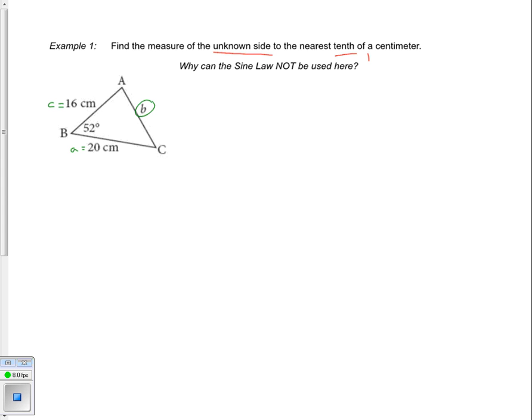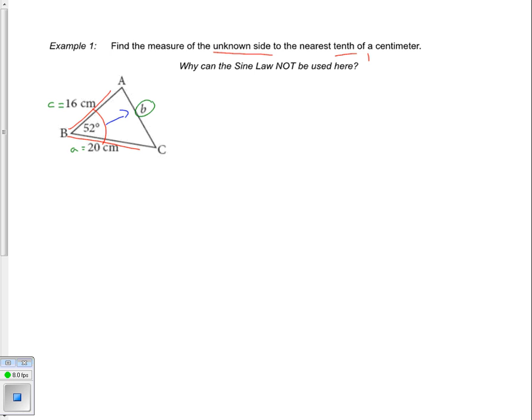Now, we have to figure out why is it that we can use cosine law on this at all? And the reason is we actually have the scissor pattern. We have 2 side lengths and a contained angle. And so because we have the 2 side lengths and a contained angle, we can use the scissor pattern. Rather, I'm able to use the scissor pattern and cosine law to figure out side B.